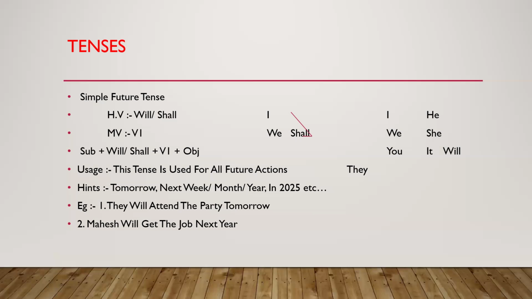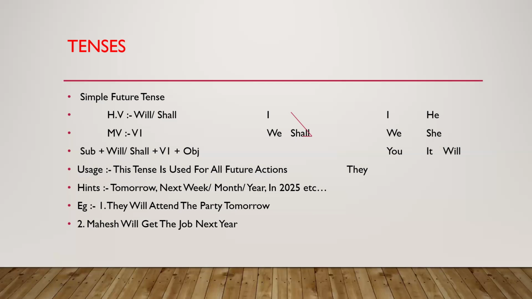In simple future tense, shall is only used with I and we, whereas shall is used for others also in spoken English. For our examination and comparative purposes, we will only remember that shall is used only for I and we, and for all the remaining we will use will. Here I, we, you, they, he, she, it, we use will only. Now see the examples. The hints are tomorrow, next week, next month, next year, in 2025, etc.